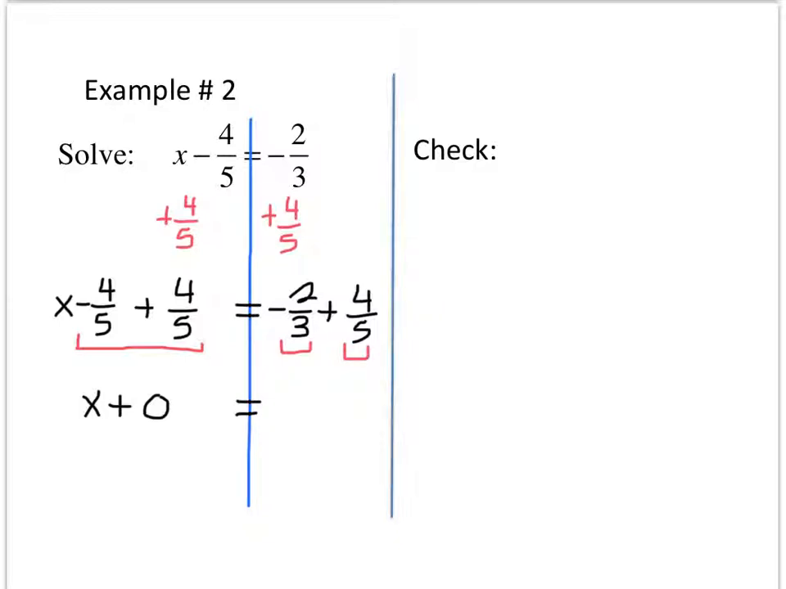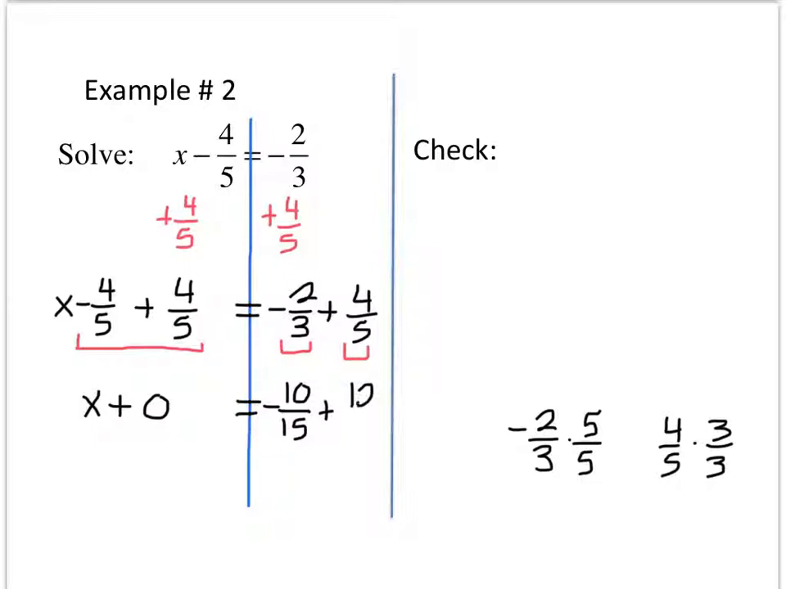So I'm going to come over here and I'm going to say, well, I need negative 2/3 and 4/5 to both become a number with a common denominator. 3 and 5 both go into 15. So I'm going to make these both into a denominator 15. I can multiply 2/3 by 5 over 5, 4/5 by 3 over 3, and I can change this into negative 10 over 15 and 12 over 15.